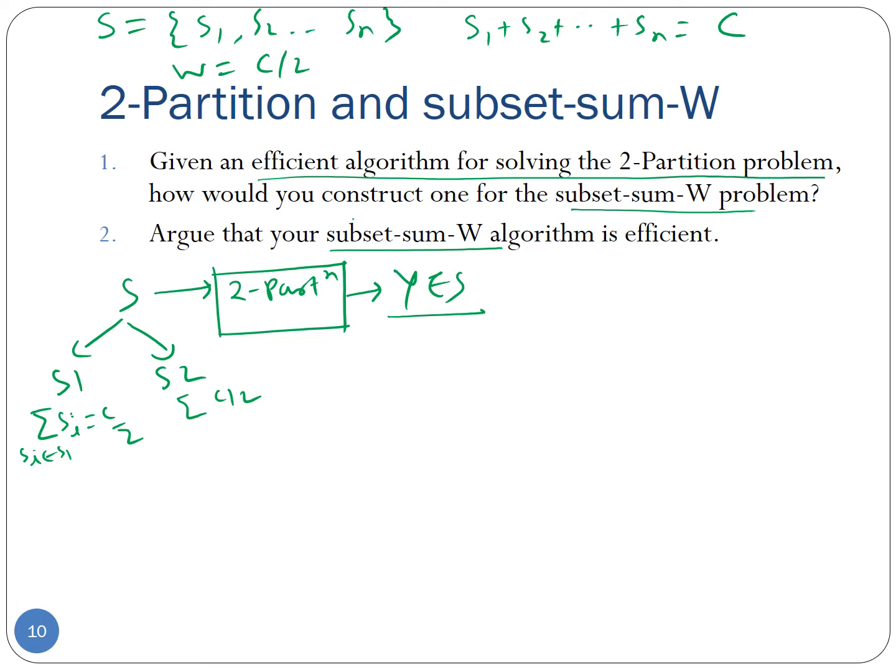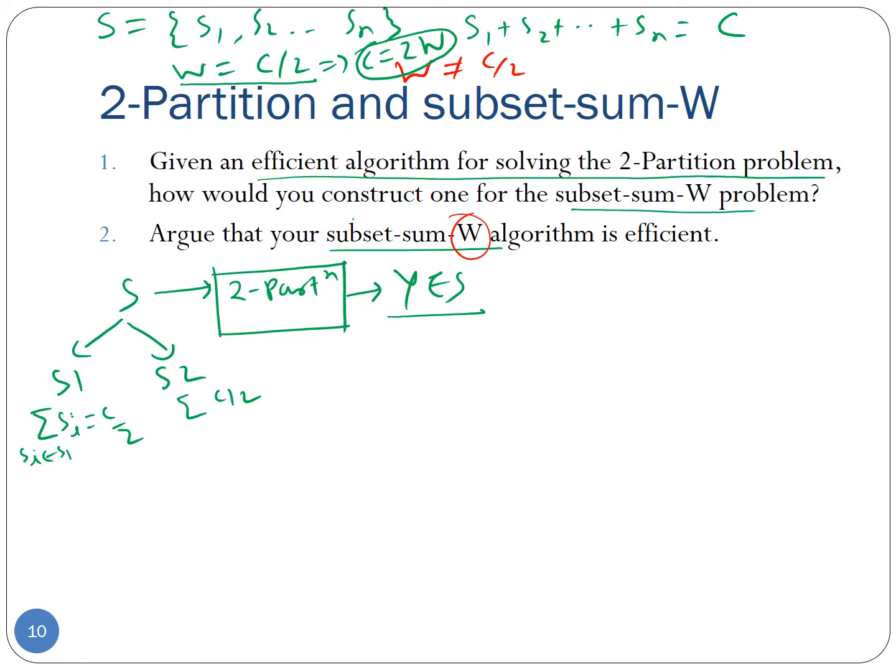However, what if your W is not equal to C by 2, right? You're looking for some other value of W in your subset sum W. Then how do we use this two partition algorithm? So we know that if W is equal to C by 2, or in other words, if C is equal to 2 times W, right, then the problem is trivial to solve.